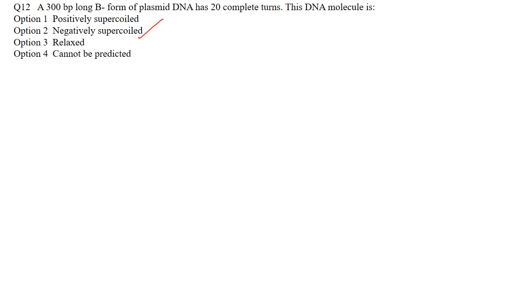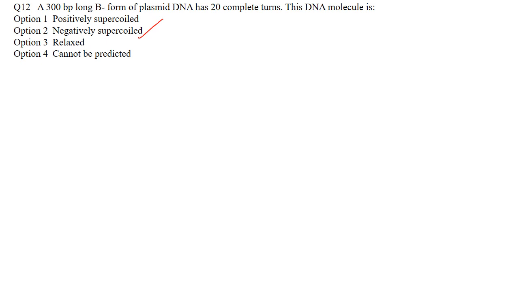Coming to the first question. A 300 base pair long B form of plasmid DNA has 20 complete turns. This DNA molecule is... So normally there are 10.5 base pairs per turn. So 300 base pair DNA should have had 28.5 turns. That is 300 divided by 10.5. You will get 28.5 turns for 300 base pair DNA.